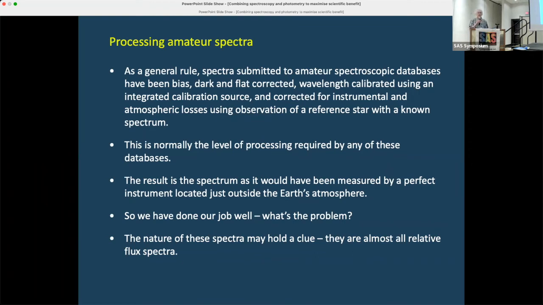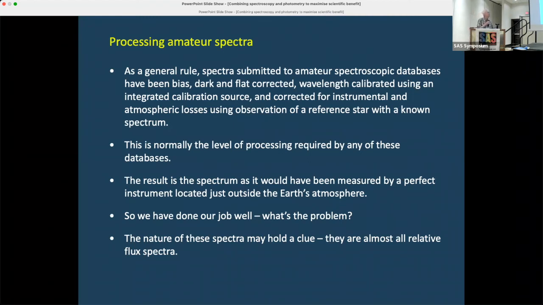Many times we use stars from the Miles spectral database, for example, which have well-defined spectral profiles. In the absence of a Miles star, if you know the spectral type of your target star, you may be able to use a Pickles synthetic spectrum as your reference star. But that's normally the level of processing required by any of these databases. Once you've done that, the result is a spectrum as it would have been measured by a perfect instrument located outside the Earth's atmosphere, so a perfect Hubble Space Telescope. So we've done our job well. What's the problem? Well, I think the nature of these spectra may hold a clue. They're almost all relative flux spectra.